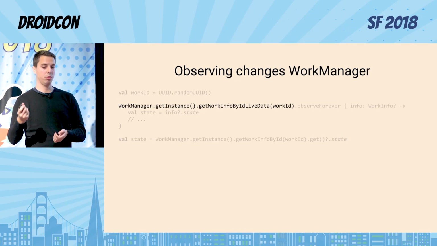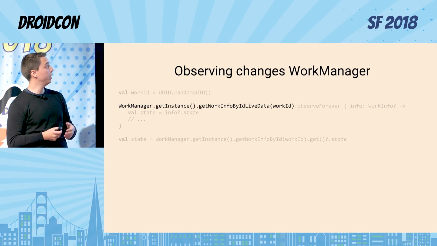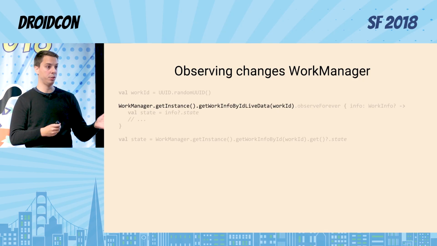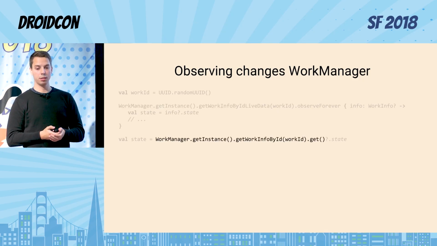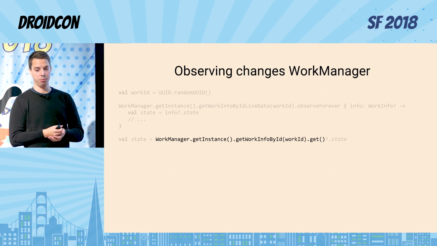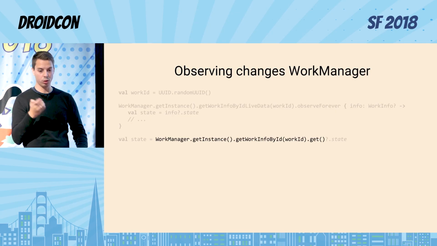So you can call this getWorkInfo method. You can either let it return a LiveData object, so that's helpful for the UI side, or you can return a ListenableFuture. That's a Guava type we will talk about in a second. And there you can call the blocking get method to get your result or your state.